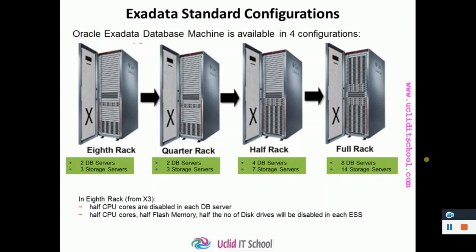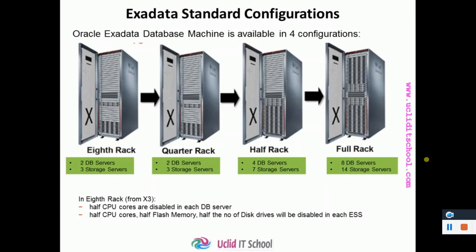Suppose you take full rack, it has the maximum number of servers. Again, the number of servers is fixed by Oracle. In full rack, you will get 8 database servers and 14 storage servers. That is the full rack. If you order half rack, you will get 4 database servers and 7 storage servers. Whereas in quarter rack and 8th rack, you get 2 database servers and 3 storage servers.